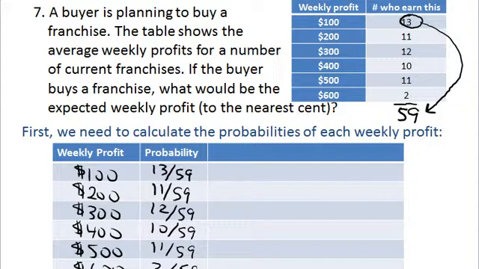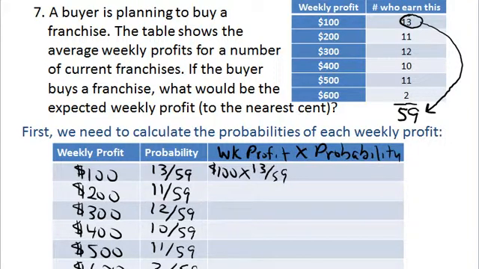Now, as you know, to calculate expected value, you simply take the weekly profit times the probability of that profit, multiply, and then add up all your products. So we want to get the weekly profit times the probability of that profit. So of course you're going to have $100 times 13/59, and you'll have $200 times 11/59, and so on down the line.